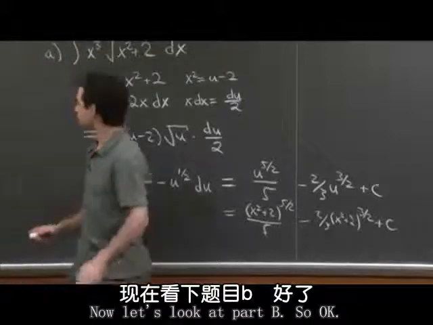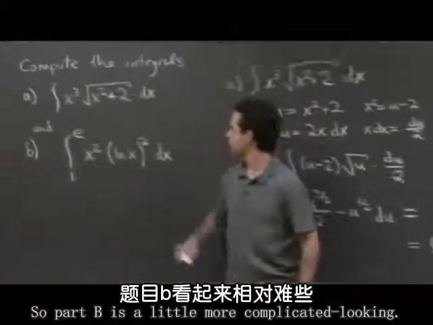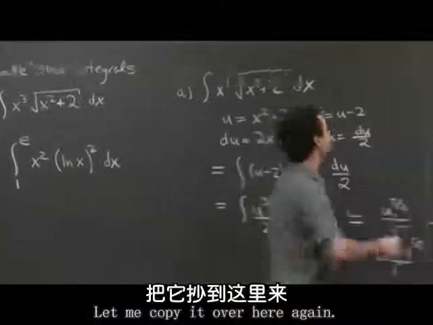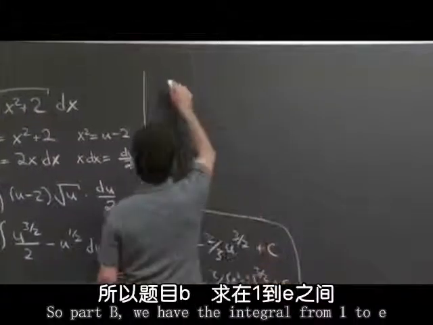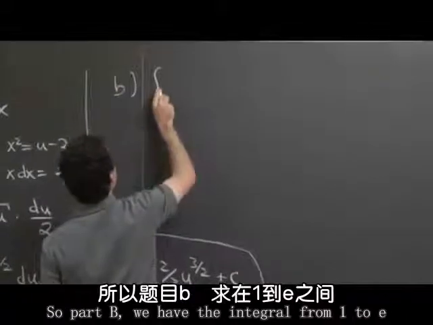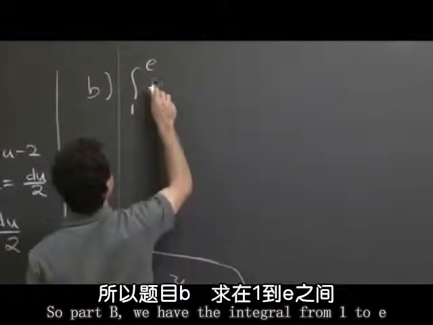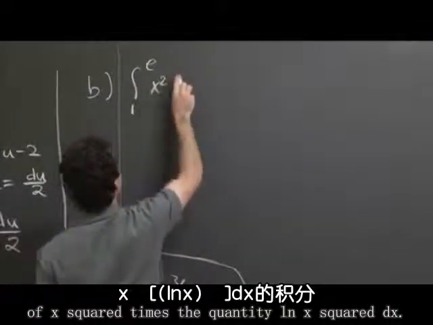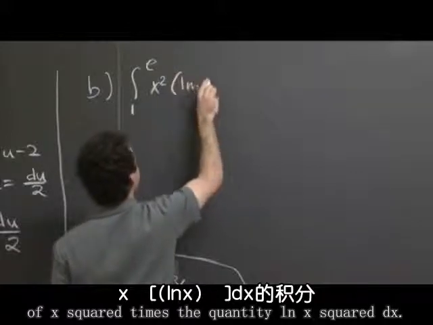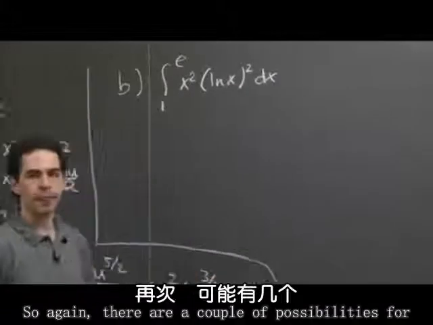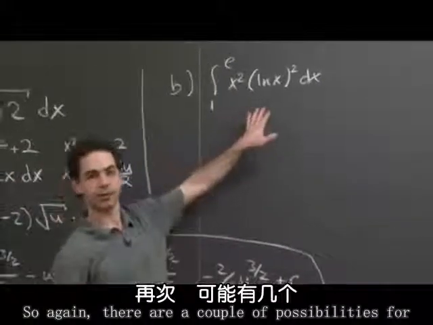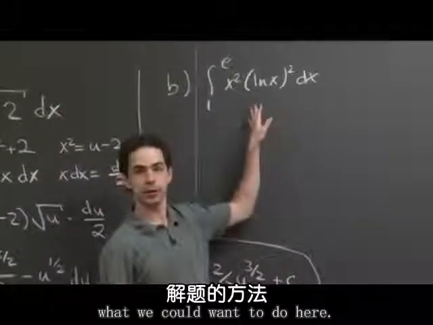Now let's look at part B. So part B is a little more complicated looking. Let me copy it over here again. We have the integral from 1 to e of x squared times the quantity ln x squared dx. So again, there are a couple of possibilities for what we could want to do here.